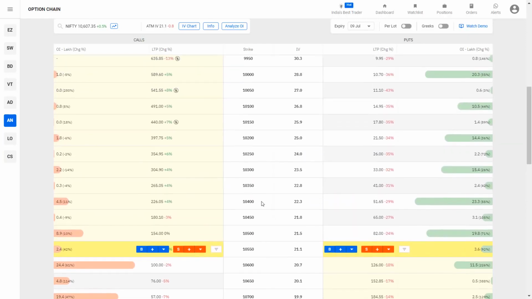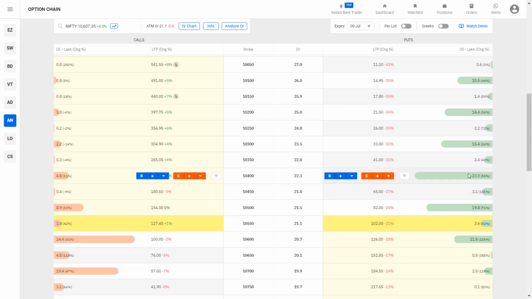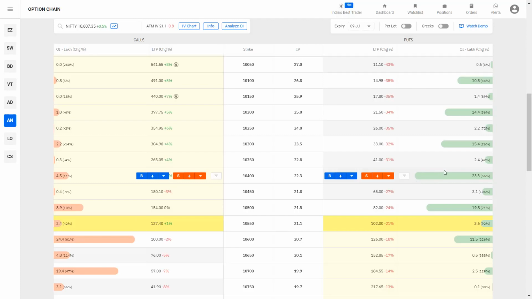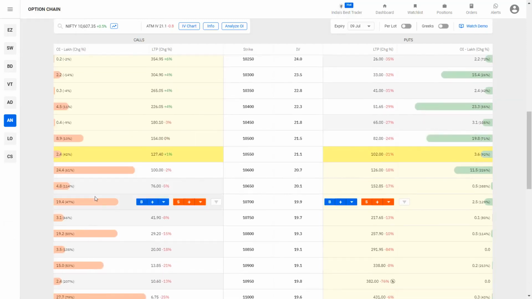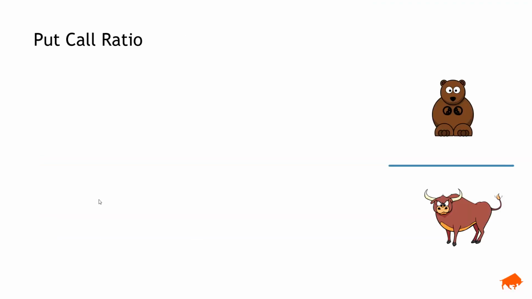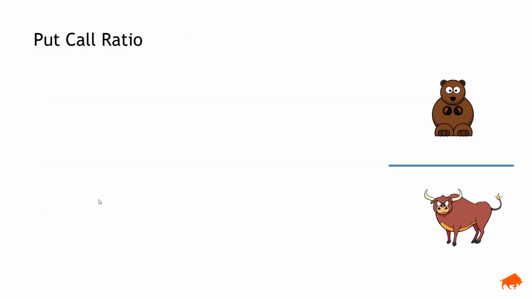So in this you can't see a region as such, but if you look at 10,500 and 10,400, there are reasonably large put OIs. This zone of 10,400 to 10,500 is a reasonable support zone, and this zone of 10,600 to 10,700 is a reasonable resistance zone. So the index is going to struggle to break out either side from these, which brings us to an important concept called put call ratio.